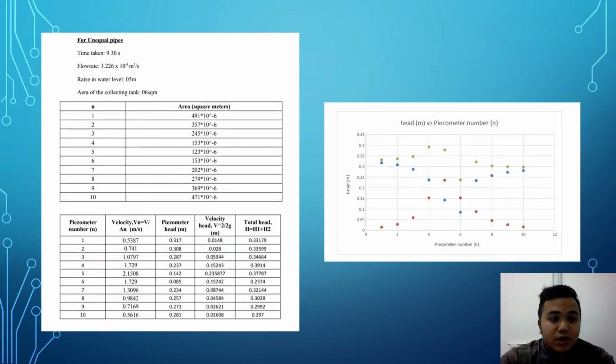So this is for the unequal pipes experiment. These are the results. The time taken is the same, and the flow rate is also the same as the equal pipes, but there is a rise in water level of 0.05 meter, and the area of the collecting tank is 0.06 square meter. And these are the results that we collected during the experiment: the velocity, piezometer head, velocity head, and the total head. The picture on the right shows the graph of head versus piezometer number.